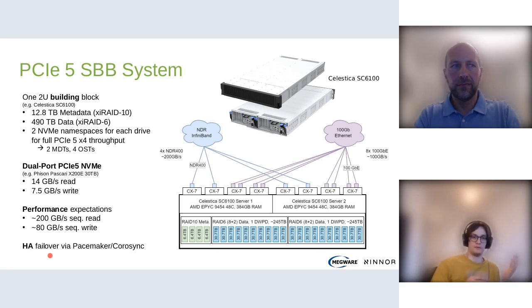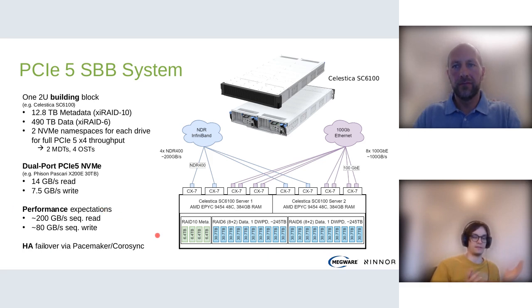And then with Lustre, you would also set up Pacemaker and Corosync to fail over between both servers. That's pretty much the same. You just have everything in a 2U box, your drives and your servers. And then, for instance, an example configuration of this server could look like you have 20, 30 terabyte NVMes.